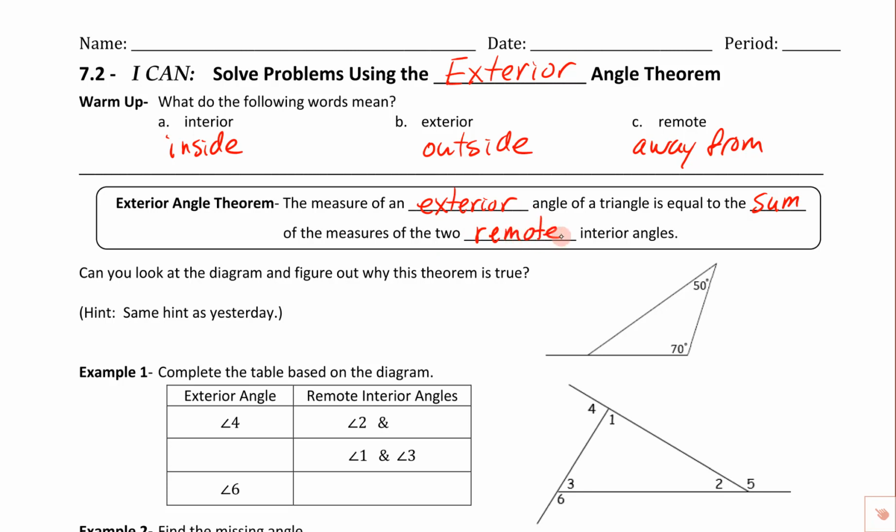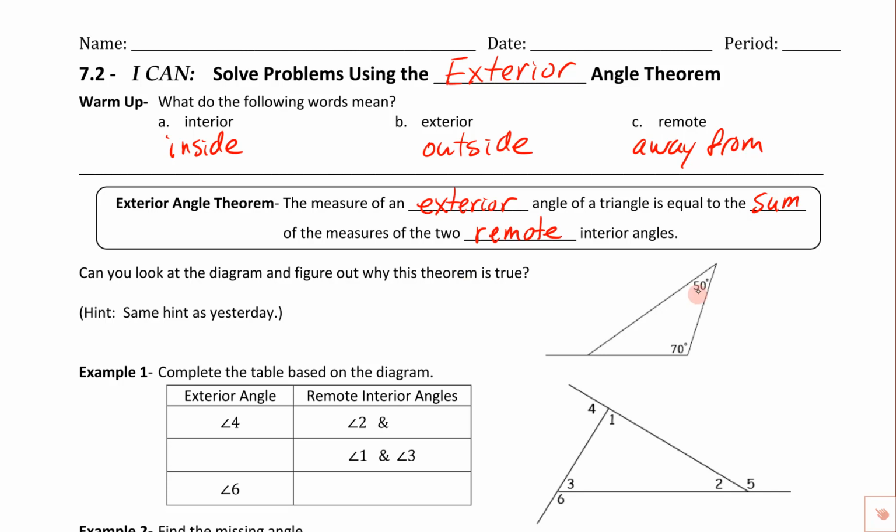So let me say the whole thing while you're writing here. This is the exterior angle theorem. It's an idea that's proven to be true about exterior angles on a triangle. The measure of an exterior angle of a triangle is equal to the sum of the measures of the two remote interior angles. I've got a triangle right here, and this isn't a proof, but it's kind of like a justification. I've got an angle that's 50 degrees, an angle that's 70 degrees, and it asks, can you look at the diagram and figure out why this theorem is true? And here's your hint. It's the same as yesterday.